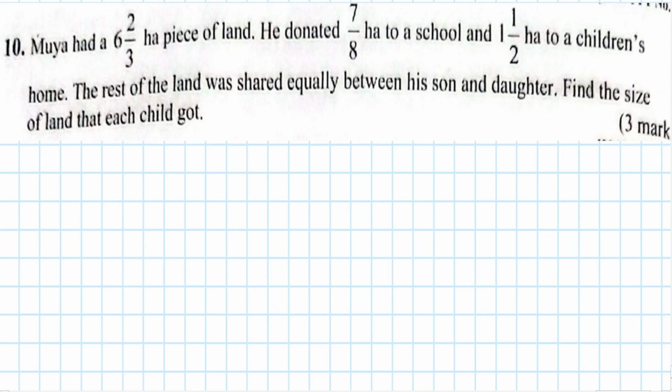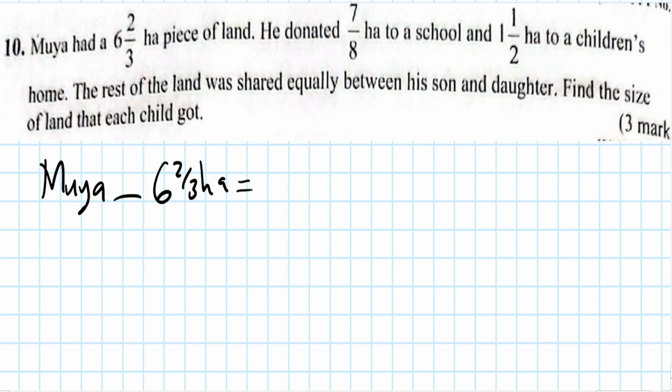Okay, Muya had a 6 2 over 3 hectare piece of land. He donated 7 over 8 hectares to a school and 1.5 to a children's home. The rest of the land was shared equally between his son and daughter. Find the size of land that each child got. So Muya, jamaa yaitwa Muya, he had 6 2 over 3 hectare piece of land.